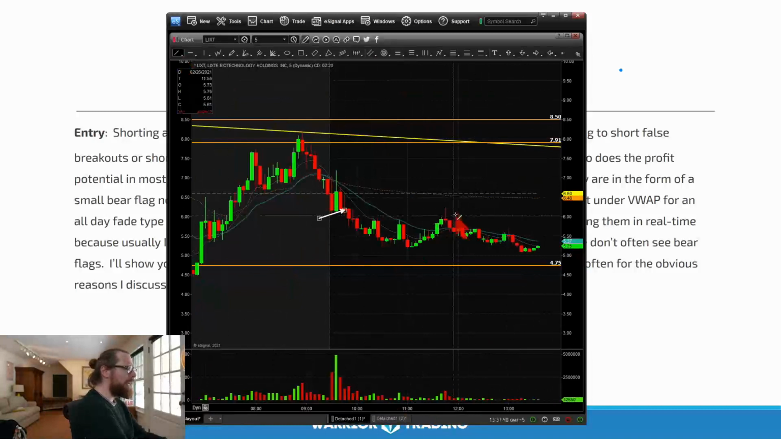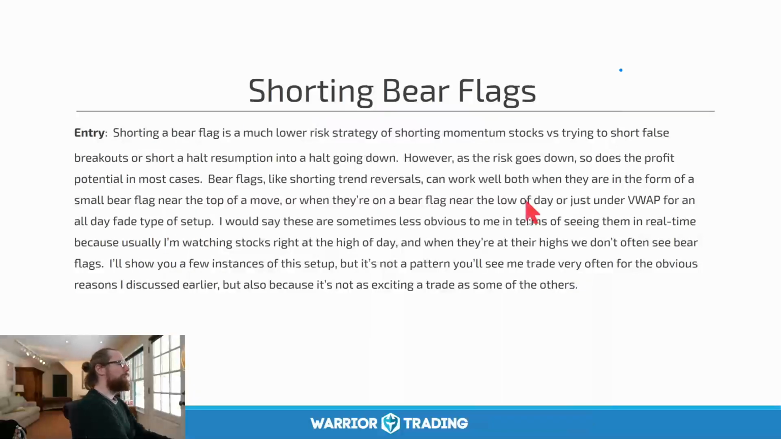It came back up to the volume weighted average price. That's probably the cleanest bear flag we had right there at the opening range. These ones weren't quite as clean because those green candles are kind of big. So I would say that these are sometimes less obvious to me in terms of seeing them in real time.